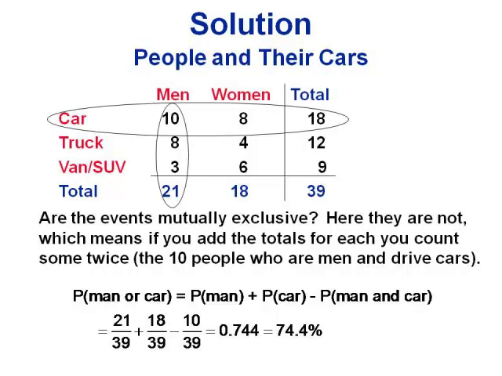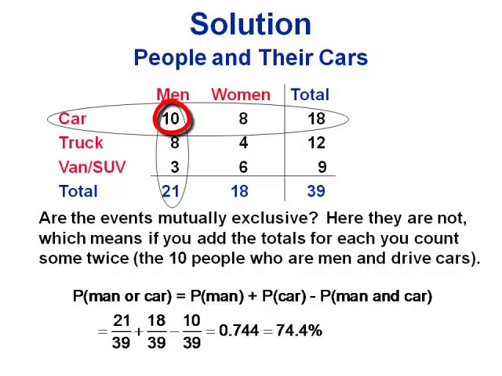Here I need to be a little more careful. There's an overlap here. I have 10 men who drive cars. So if I add together the 18 people who drive cars and the 21 people who are men, I've just double counted 10 of those people. So you can see here at the bottom we've got 21 out of 39 for the men, 18 out of 39 for the chance of driving a car, but then I had to subtract out those 10 out of 39 chance of both happening at the same time because that got double counted.